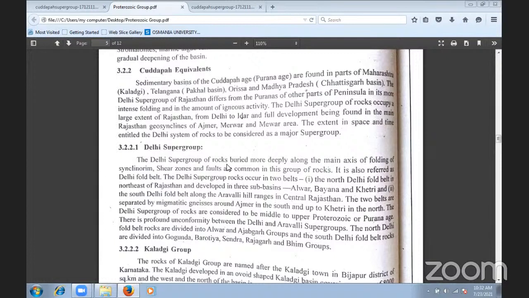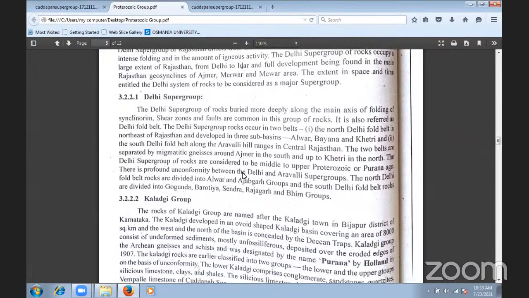It has full development in the main Rajasthan geosyncline of the Ajmer, Marwar, and Mewar area. The extension in space and time entitles the Delhi system of rocks to be considered a major supergroup, the Delhi supergroup. These rocks come in very deeply around the main axis of the folding, the syncline. Some shear zones and faults can commonly be identified in this group of rocks, and it is also referred to as the Delhi fold belt.